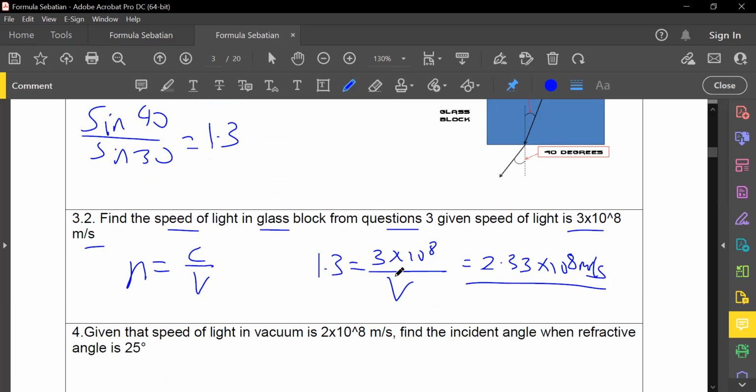I don't know the calculation. But basically, it's supposed to be 3 times 10 to the power of 8 divided by 1.3, right? And how much do you get? Say that again.